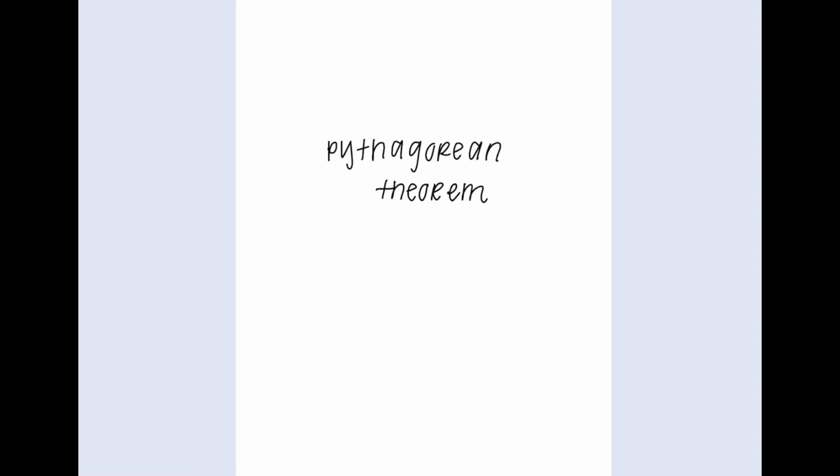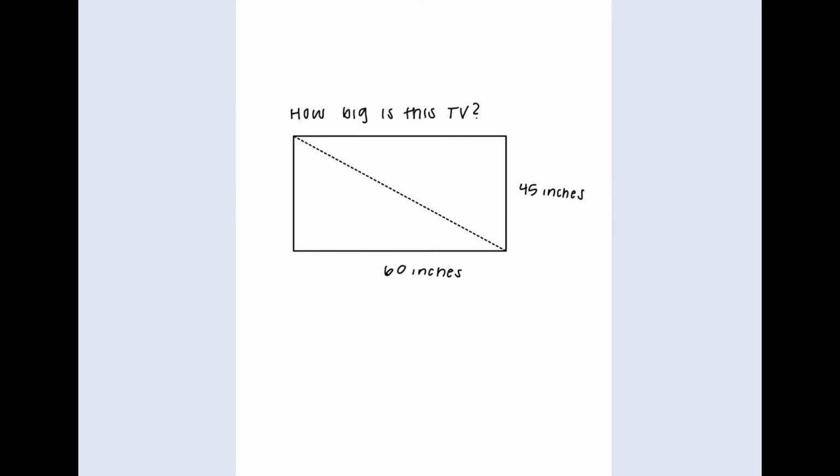Today we're going to talk about the Pythagorean Theorem and how to use it. Our motivating question is, how big is this TV? If you're familiar with TV measurements, you know that TVs are measured by the diagonal measurement. So we're actually going to use the Pythagorean Theorem to help us figure out the measurement of the diagonal of this TV. By the end of this video, you'll be able to do this.